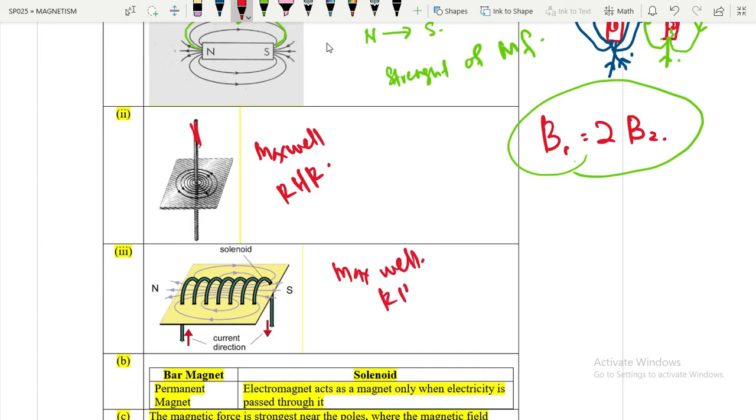Alright, right hand rule. Kenapa aku highlightkan Maxwell? Sebab dia ada 2 jenis right hand rule yang korang belajar dalam tutorial. Okey, dia ada 2 jenis right hand rule. Satu right hand rule Maxwell ni yang menggunakan genggaman tangan. Satu lagi adalah menggunakan tapak tangan. Alright.